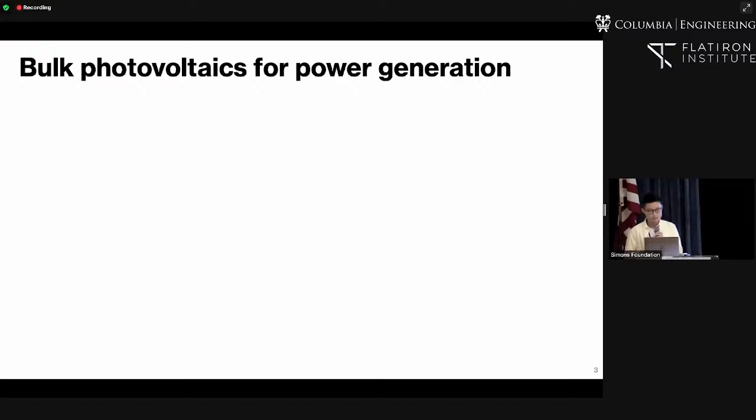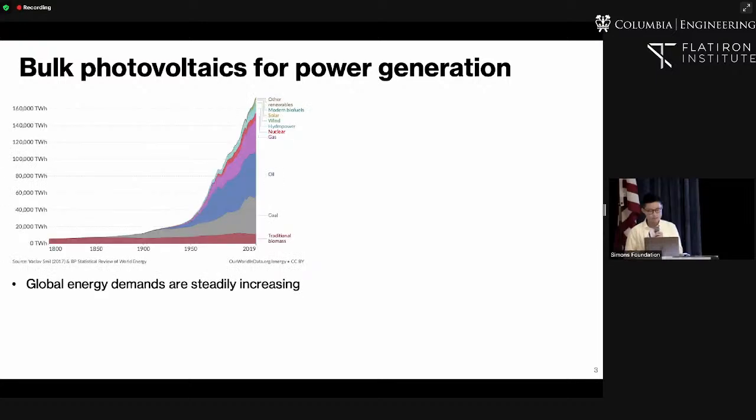Okay, so as we know, we have an ever increasing demand for energy resources ever since the industrialization, but we just have very limited stock for the traditional energy sources, such as the fossil fuels.